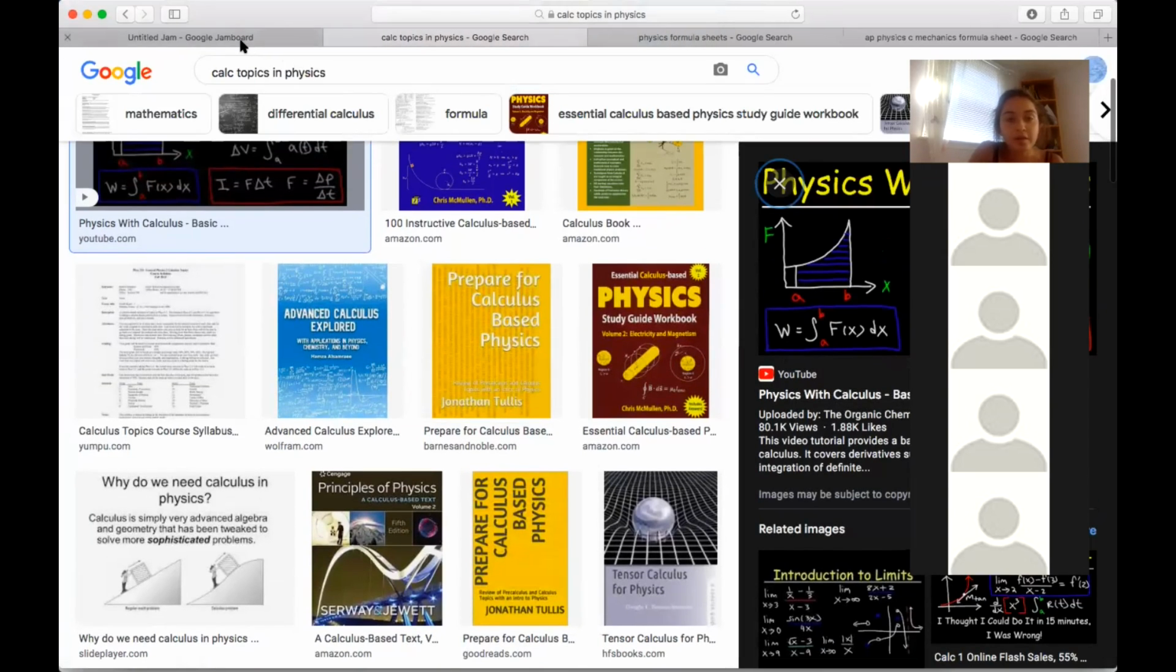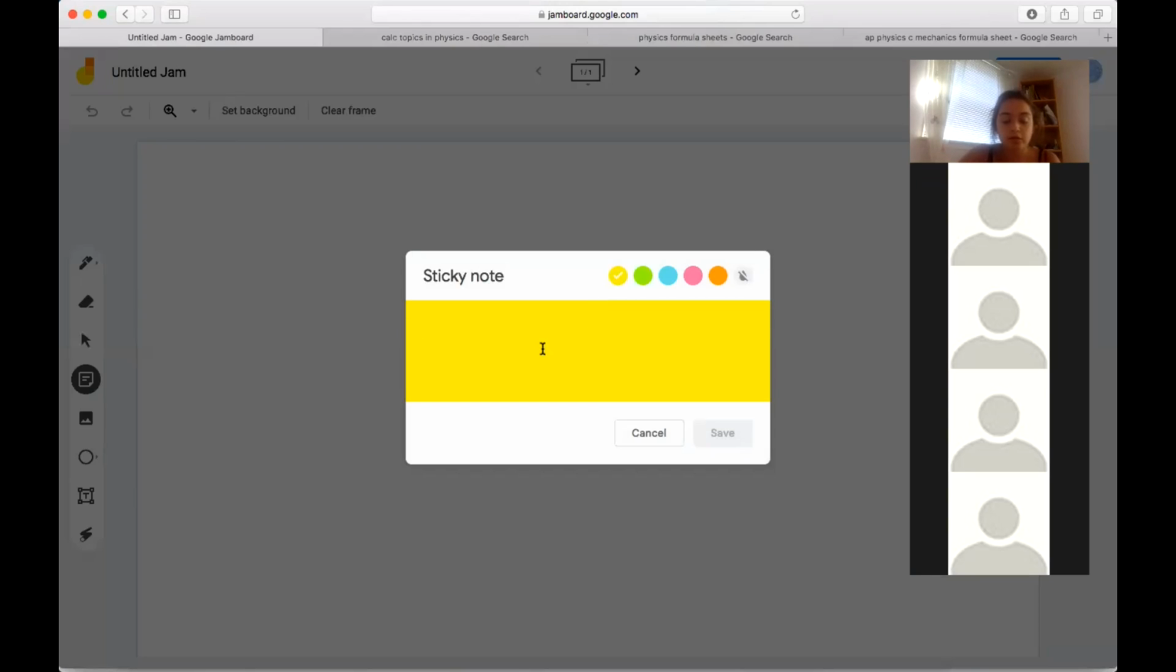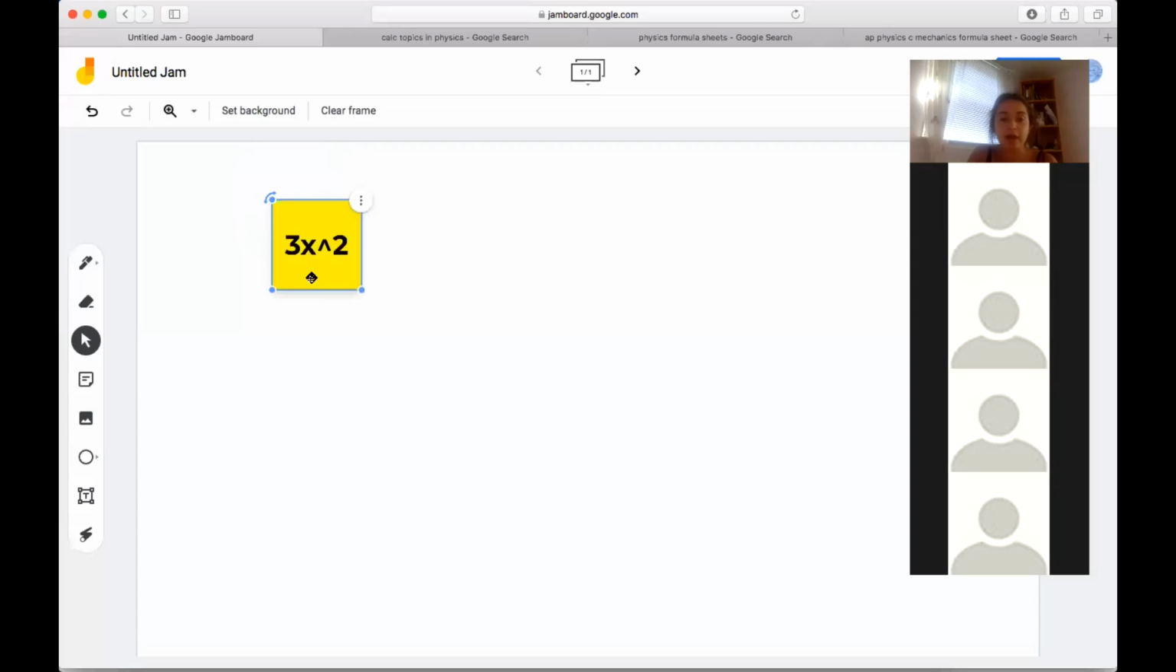So the main topic is derivatives. I'm going to start with taking some derivative practices, starting with the sticky note. Let's say we have, I'm going to start with the rule of exponents. Let's say we had 3x squared. We're going to want to take the derivative of that because some equations you're going to have to take the derivative in AP Mechanics.